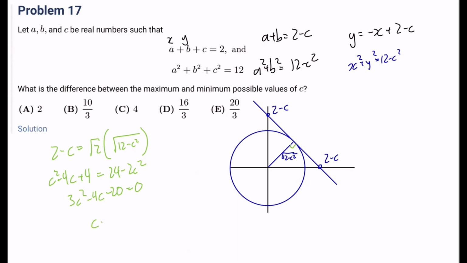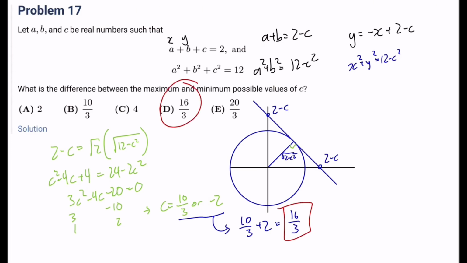So this gives us that 3c squared minus 4c minus 20 equals 0. If we solve for c, that gives us 10 and 3, and 1 and 2, and that's the minus. So c equals 10 over 3, or minus 2. So the difference between the maximum and minimum c is the difference between these two. That's going to be 10 over 3 plus 2, which equals 16 over 3, and that's our answer. It's D.